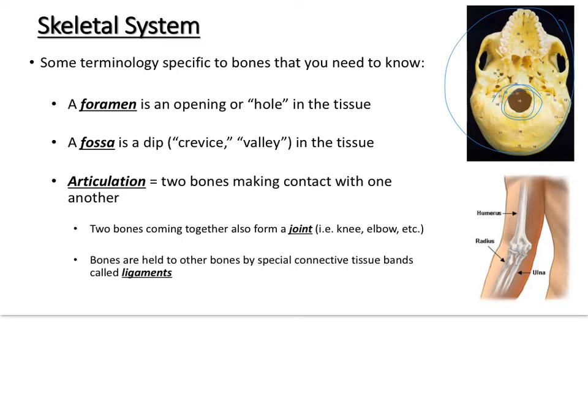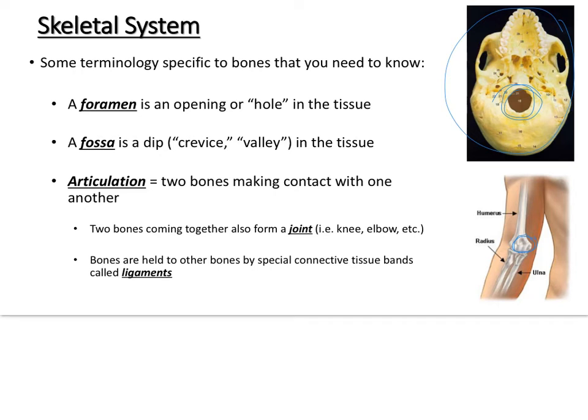A fossa is a dip in a bone. So if the bone kind of dips inward, you can kind of see there's sort of a dip here in this picture, this lower picture. If there's sort of a valley in the bone, but not a hole all the way through it, we call that a fossa.